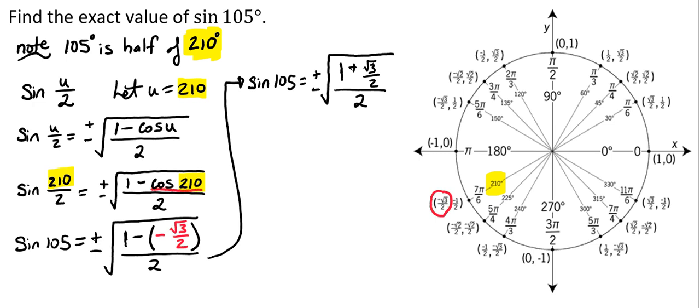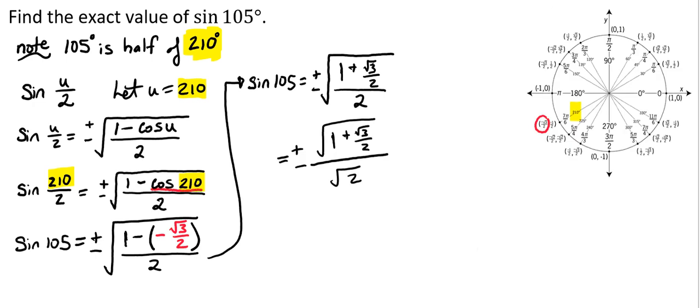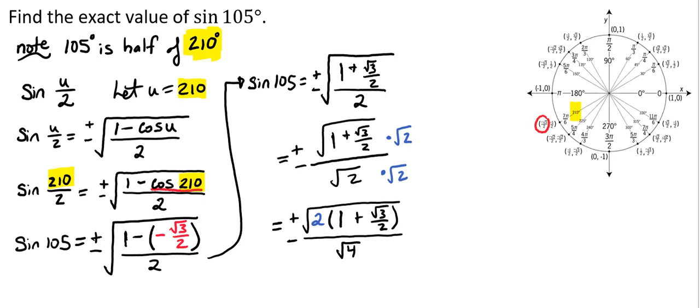Now we're going to do some algebra. We're going to separate our numerator and our denominator. So now we have plus or minus the square root of 1 plus radical 3 over 2, all divided by the square root of 2. We don't want a radical in the denominator, so we're going to rationalize our denominator, which gives us plus or minus the square root of 2 times 1 plus radical 3 over 2, all divided by the square root of 4.